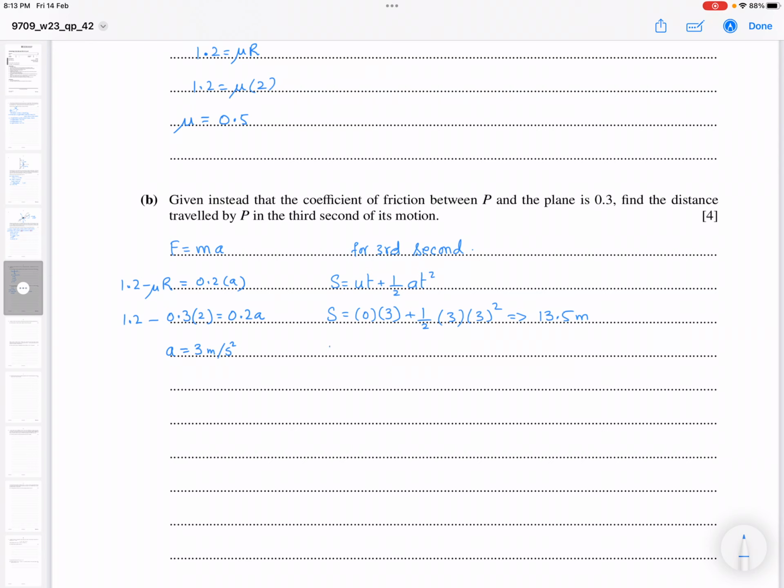Okay, now work for the second second. Again, I'm going to use s is equal to ut plus half at square. So u is 0 again, t is 2, plus half, and my a is 3, and my t is again 2 square, so when you solve it, you get 6 meters. So distance traveled in the third second would be 13.5 minus 6, so 7.5 meters. That is your answer.